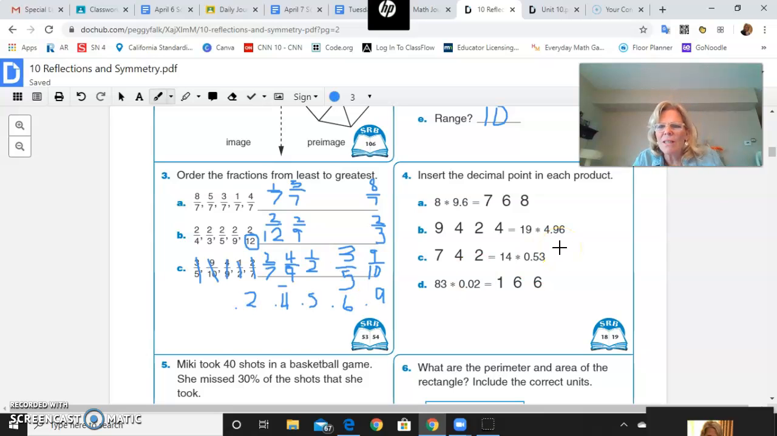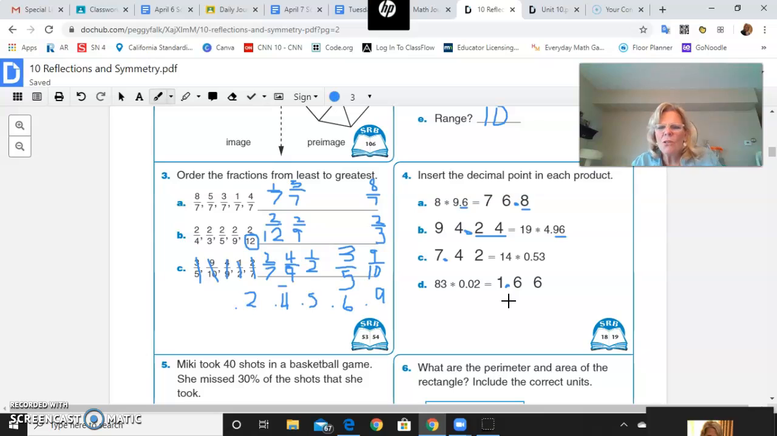Okay, number 4, all we have to do is insert the decimal point. So here I have one place behind my problem, so I need one digit behind in my answer. Here I have 2 digits, so I would need 2 digits in my answer. Here again I have 2, so I'd go here. And then here I have 2, so I'd go here. Multiplying is a little bit easier than dividing.